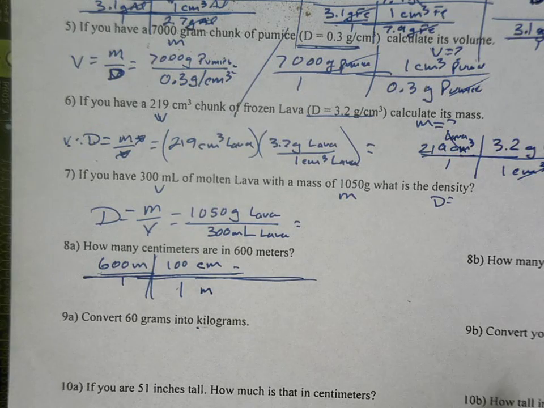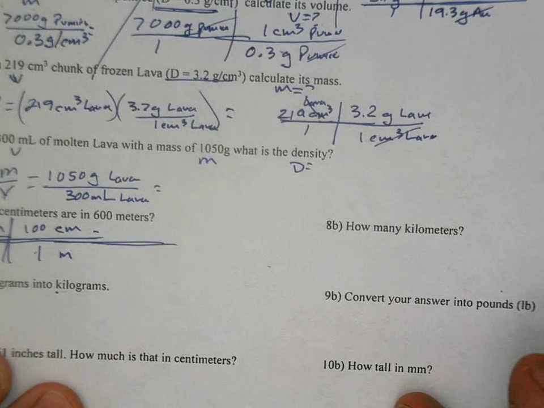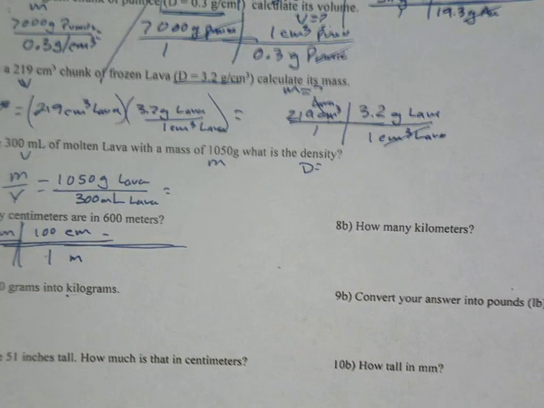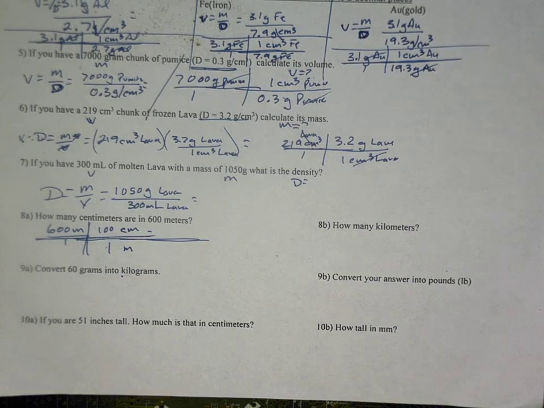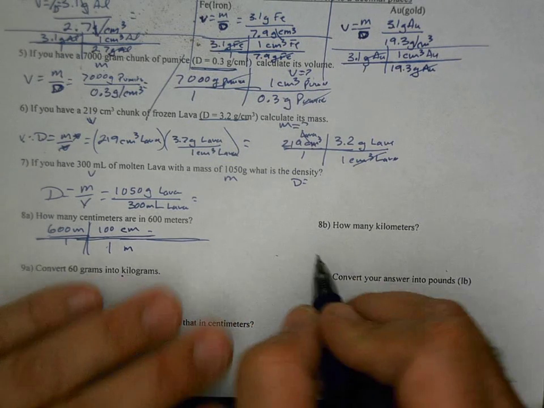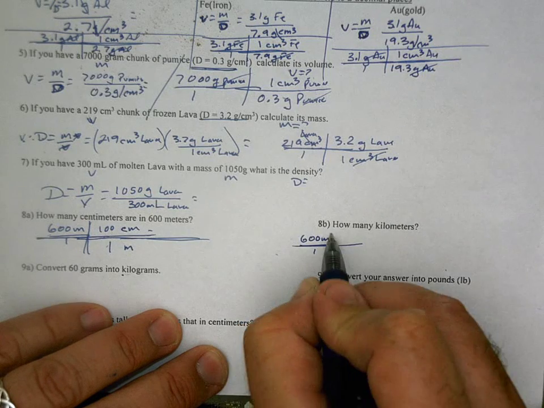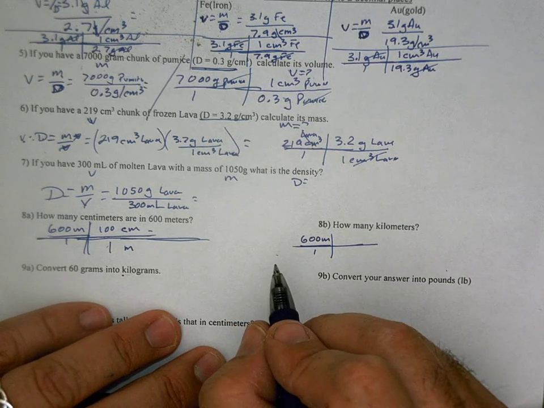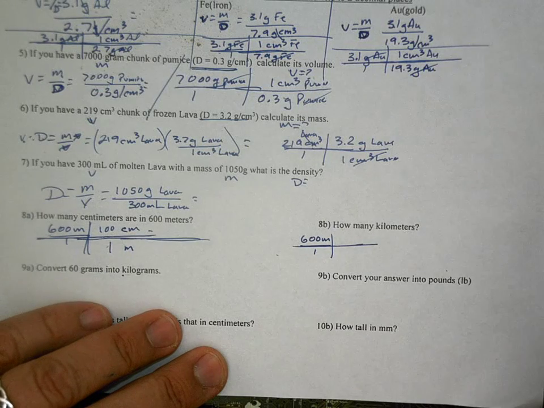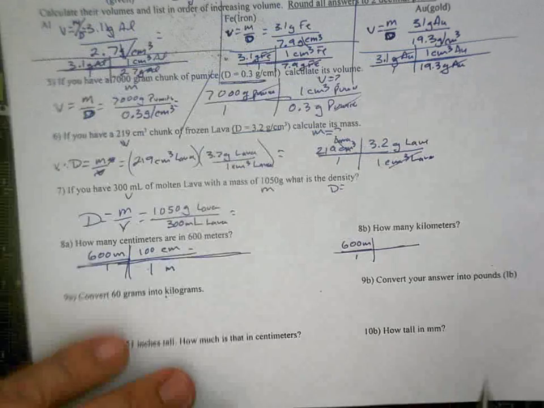And then let's see, the next one coming across here, it says part B. Let me zoom out. How many kilometers? So we can do it like this. We can start from the beginning and do 600 meters again over 1. And let's see, kilometers to, now you know what? I didn't have that listed up there on that chart. Darn, I didn't have that. Oh, yeah, we do. Yeah, my mistake.